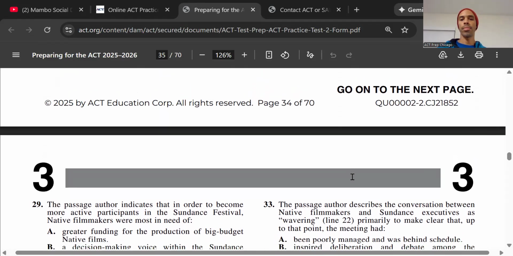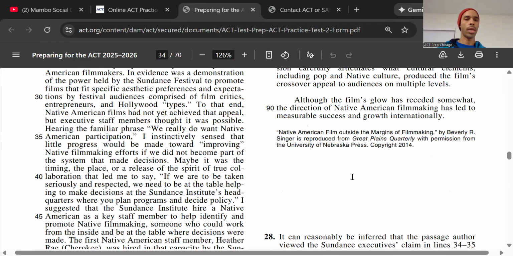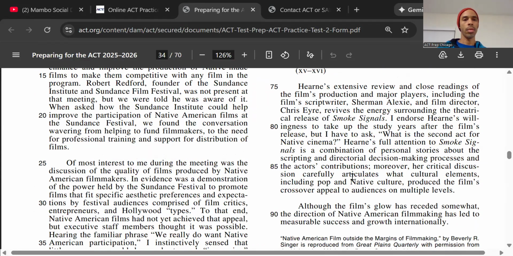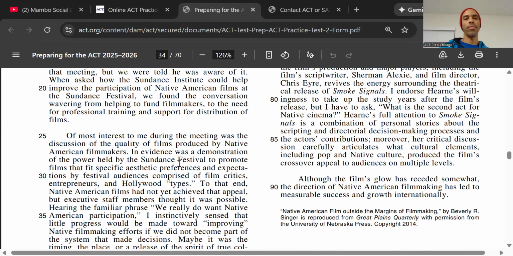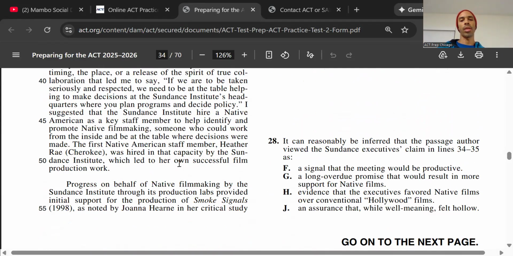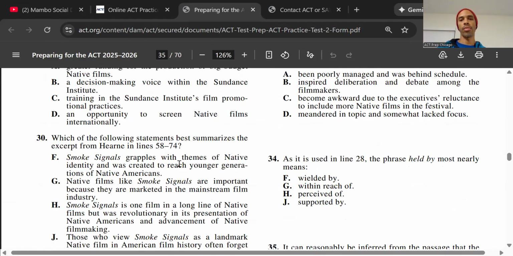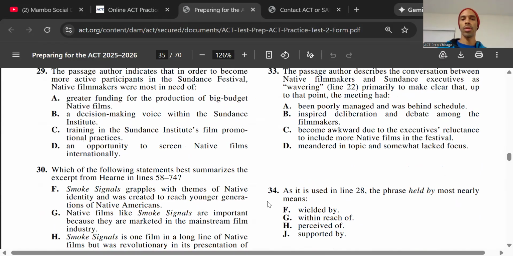They're talking about the meeting, yeah. We found that the conversation wavered from helping to fund filmmakers to the need for professional training and support. It was all over, right? Helping to fund filmmakers. But of interest to me during that meeting, so that's when it got, I guess, more interesting. So yeah, it lacked focus.